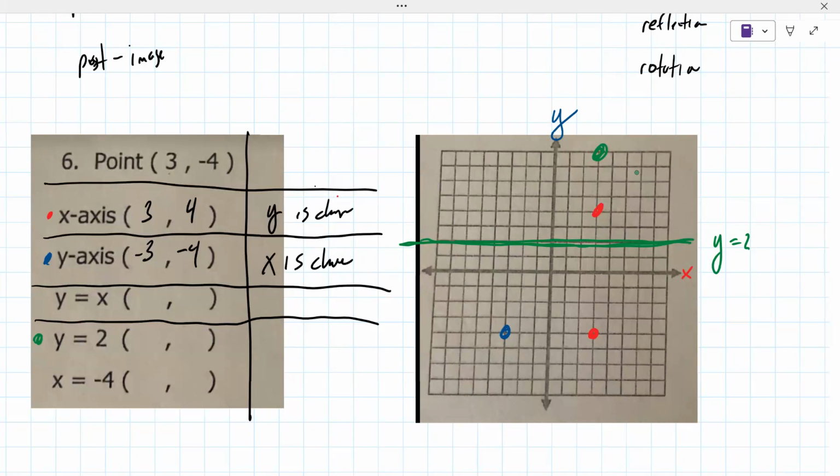Yeah. And I think you do want to graph these. I know it says it's not required, but I would graph them. Could you give me those new ordered pairs, please? Sure. 3, 8. Okay, sounds good. Now x equals -4.